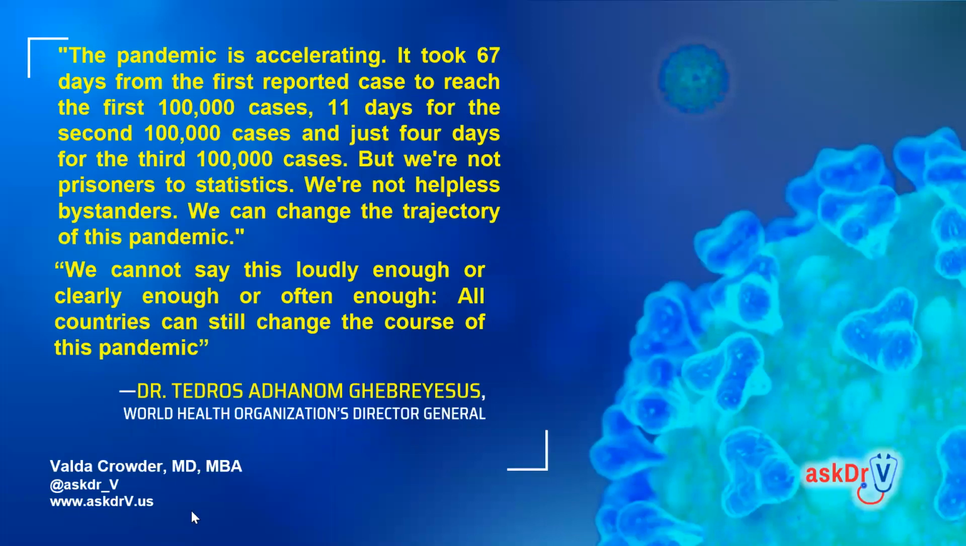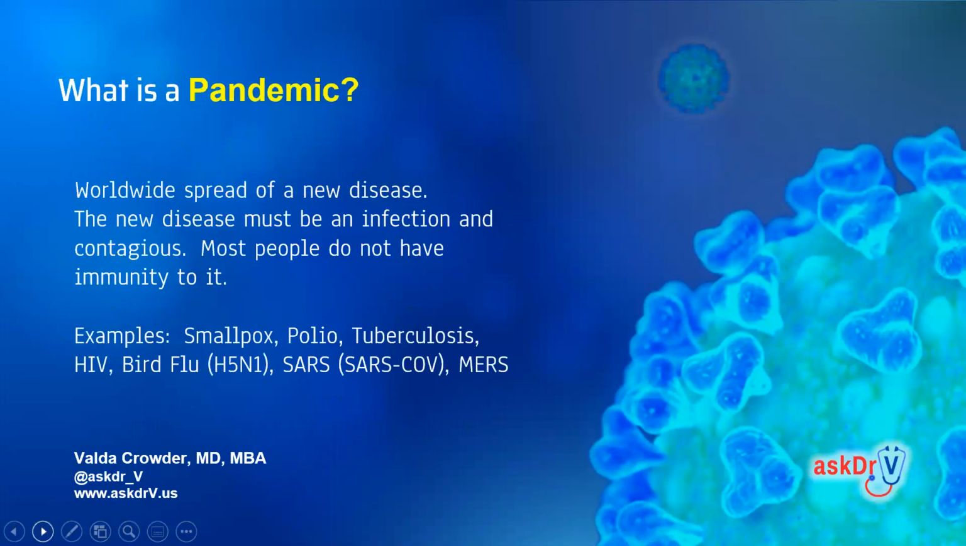Okay, all right. This quote is from the World Health Organization's Director General. So what is a pandemic? A pandemic is a worldwide spread of a new disease. It's an infection or something that's contagious that people do not have immunity to. Examples of it are polio, smallpox, tuberculosis, HIV, the bird flu, which was H5N1, SARS, which was a coronavirus, and MERS, which was also a coronavirus.